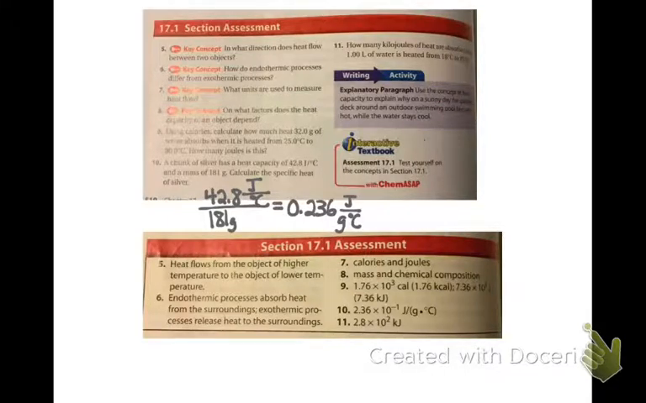And then the last one, it says how many kilojoules of heat are absorbed when 1 liter of water is heated from 18 degrees C to 85 degrees C. For this one, you're going to have to convert that 1 liter of water to grams, and you'll have to use density for that.